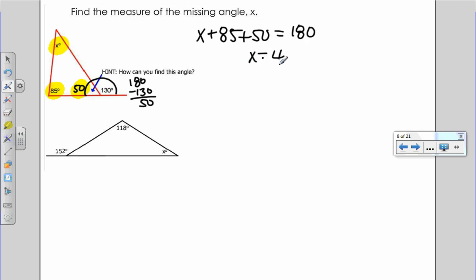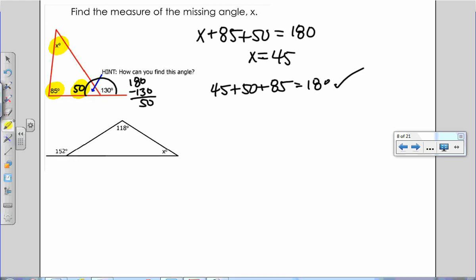X is 45, depending on whatever method that you solve, you should get the same answer. Do a quick check. 45 plus 50 plus 85 equals 180. Check.